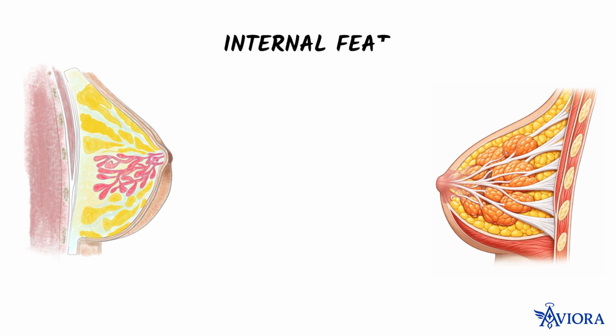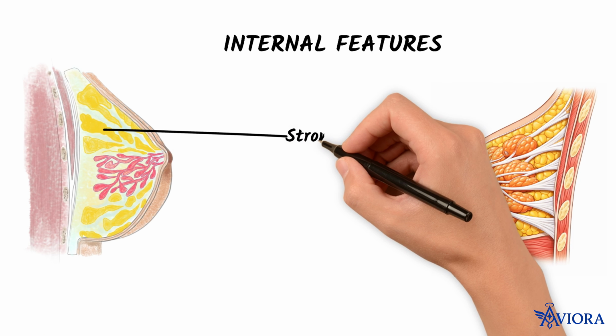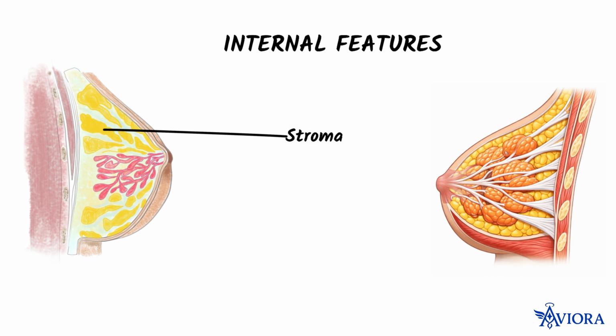Next, we'll explore the internal structure of the breast. Deep to the skin lies the stroma, the supportive framework of the breast, composed of connective tissue and fat. This layer provides the breast with its shape, firmness, and structural support. The fat forms the bulk of the breast and largely determines its size and contour. It is distributed throughout the breast, except directly beneath the nipple and areola.